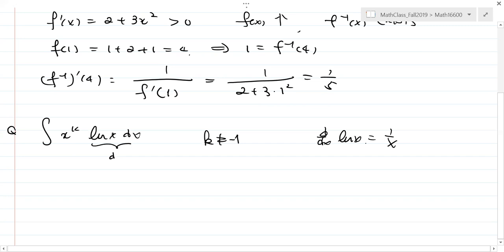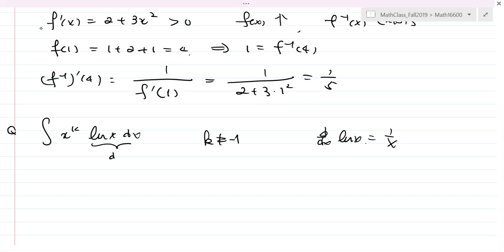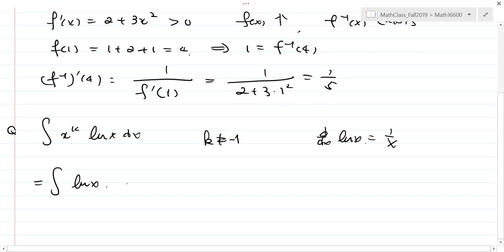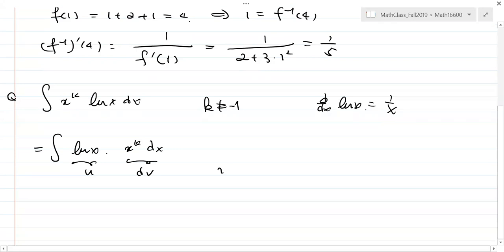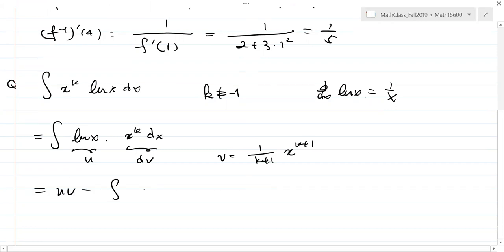You have to decide which one is u and which one is dv. So I have to change the order of those two functions. This will be u, which you differentiate to get du, and this will be dv. So let's find out what is u. U is natural log of x. dv is x to the power k dx, so v is going to be x to the k plus 1 over k plus 1. So you write down uv minus the integral of v du. Then you get only power functions.